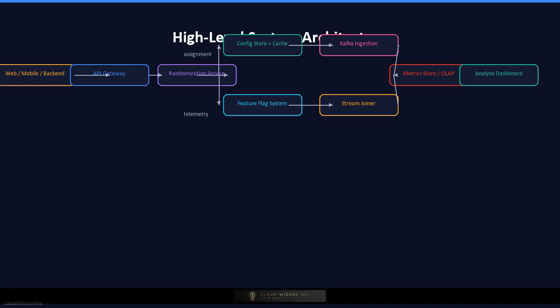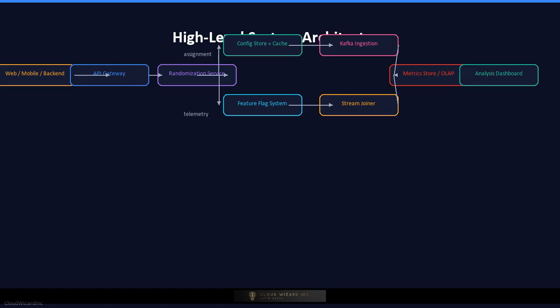Here is the high-level system architecture. On the left, the client surfaces including web, mobile, and backend services call the experimentation API gateway. The gateway routes assignment requests to a distributed randomization service backed by a cache and a configuration store. The assignment service reads experiment definitions, computes a hash-based bucket, and returns the variant.